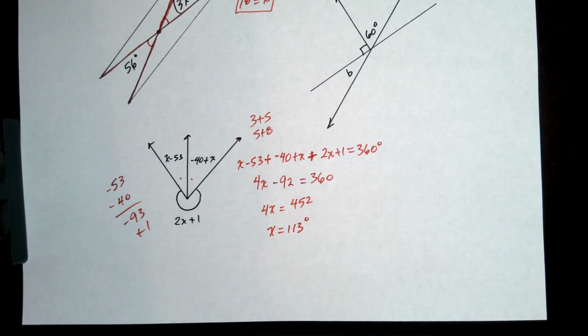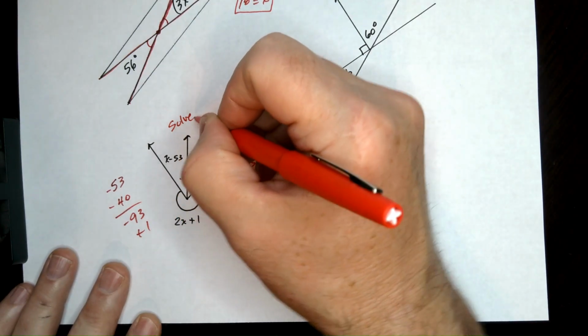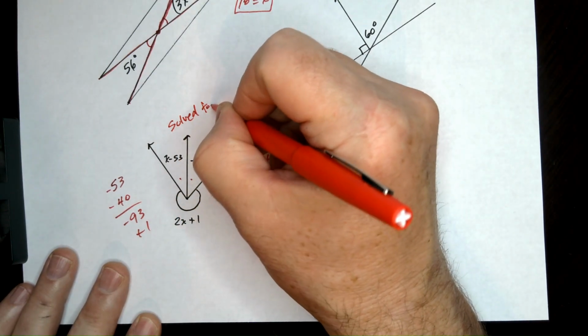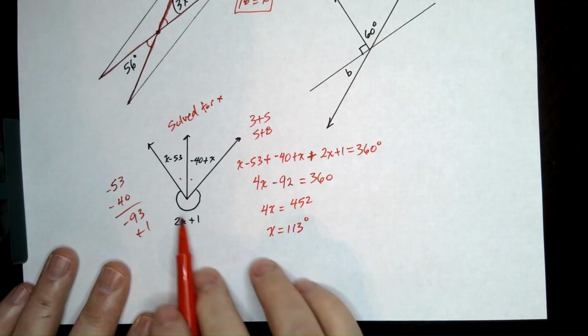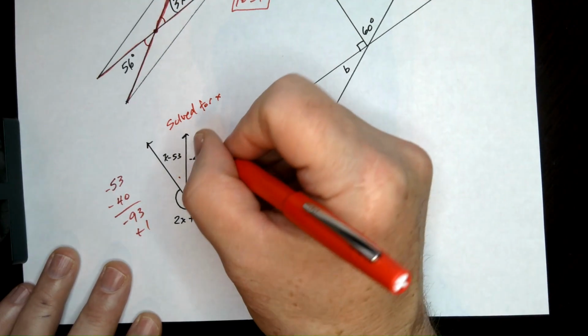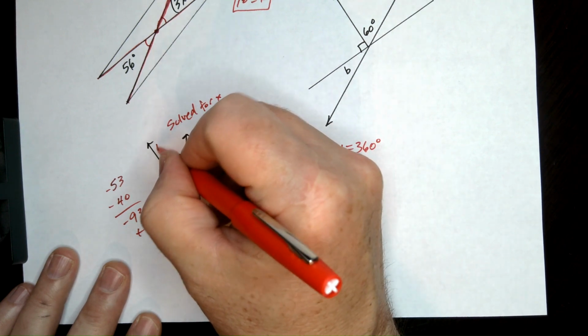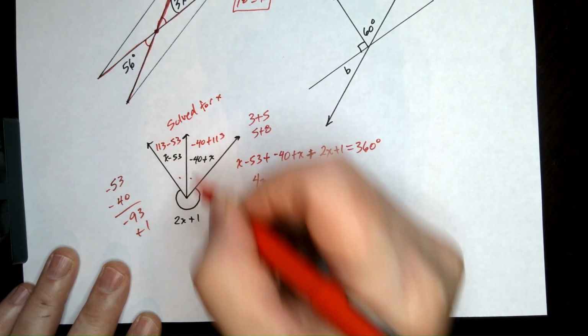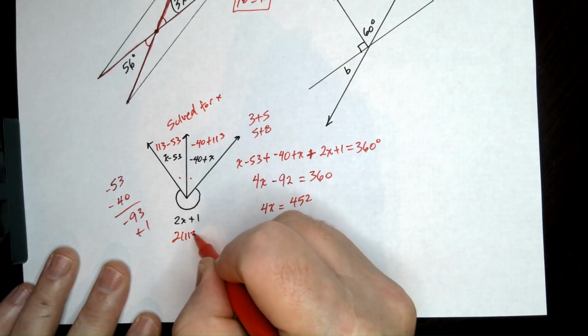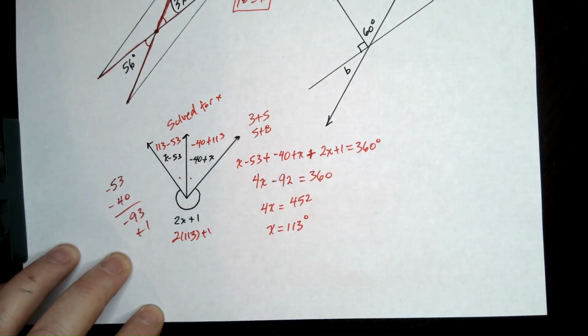Now, if it just said solve for x, you'd be done. You'd be finished. However, if it said find the value of each angle, well, you'd have to plug this in. So this one would be negative 40 plus 113. This would be 113 minus 53, and this would be 2 times 113 plus 1. So you just have to do the order of operations right there.